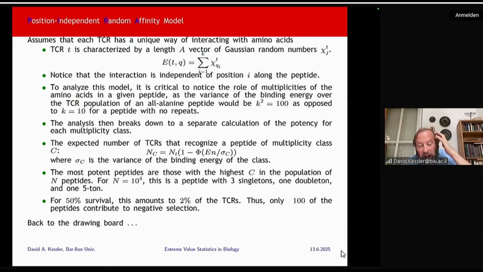And it turns out when you have a finite population, like 10 to the 4th, you can figure out what the most potent peptide is: the one with the largest sigma C, i.e. the most amount of duplications. For a population of 10 to the 4th peptides, it's a peptide with 3 singletons, 1 doubleton, and 1 thing with multiplicity 5. You can work out and figure out what the potency of that is.